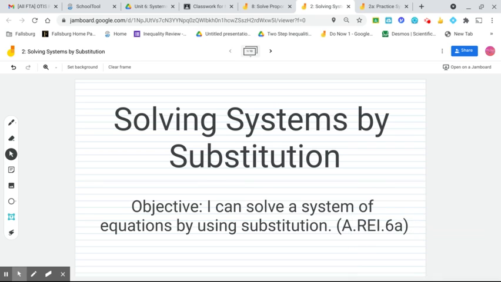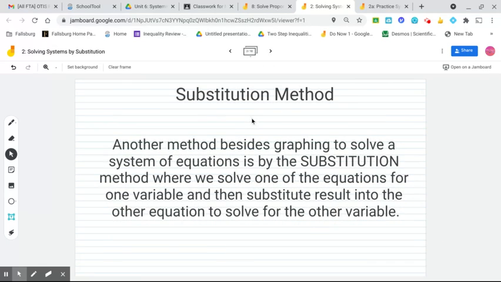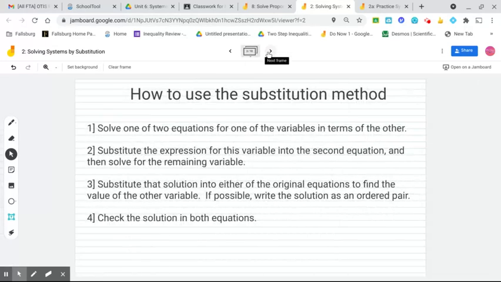Today we're going to be finishing the notes on solving systems by substitution. So remember, there's more than one way to solve a system of equations. We already talked about graphing. Yesterday we talked about the substitution method, and that's what we'll be finishing up today. Here are the steps on how to use the substitution method.